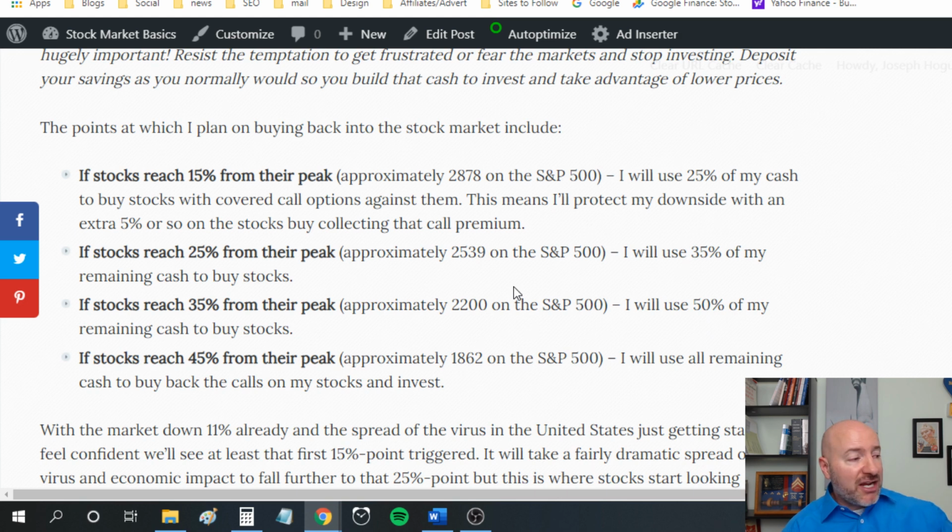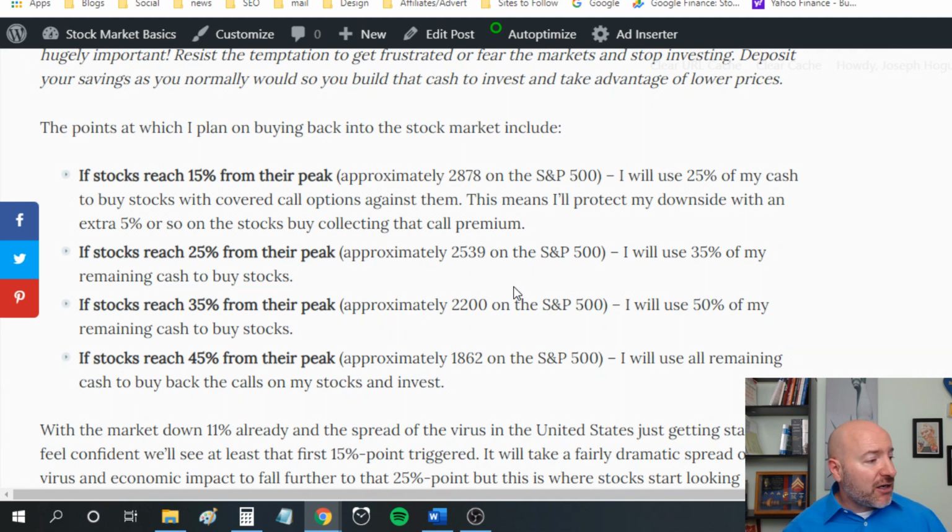This way, I'm able to take advantage of different levels of that sell-off, deploy some of that cash, take advantage of those prices, and still hold cash back for the worst of the worst, right? So if stocks actually do reach that 35% from peak, approximately 2,200 on the S&P 500, I'll use 50% of my remaining cash to buy stocks again, right? And the way this works out, the first level is 25% of my cash, then 35% of remaining cash, then 50% of remaining cash. That all comes out to about 25% of the cash I'm holding now, right? So pretty even increments of the cash that I'm putting back in the market.